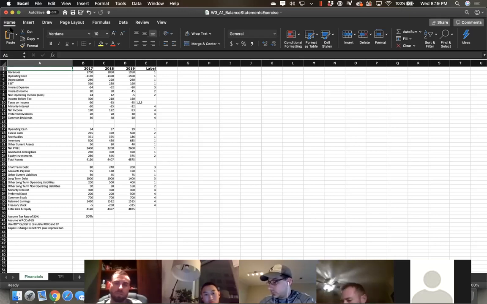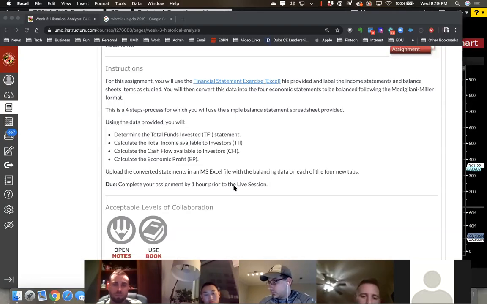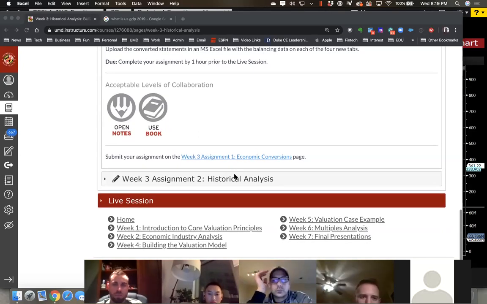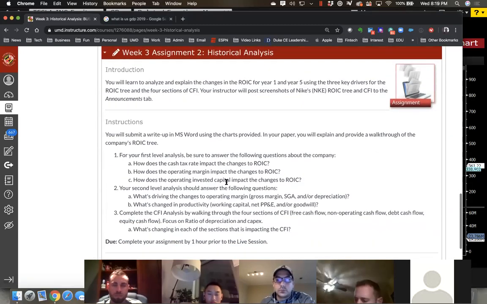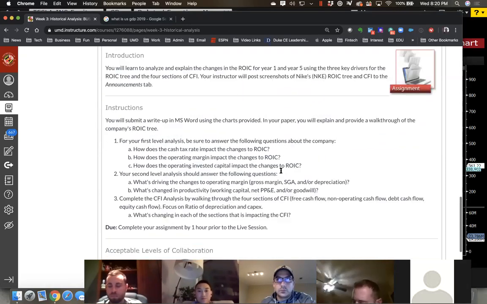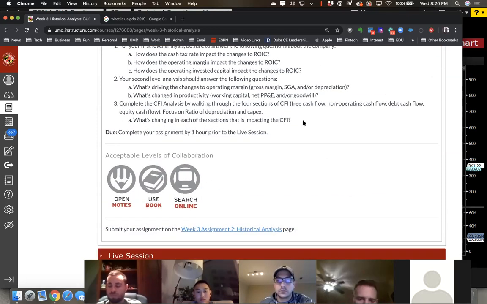Once you convert these statements, there are 2 economic statements, which is part 2 of the assignment, which we're going to call historical analysis, right? Essentially, for the historical analysis, you're going to see a tree and a cash flow statement that's converted. And so what you have to do is explain it, explain the changes, okay? Now, you don't have to create this tree and you don't have to create the cash flow analysis for this assignment.